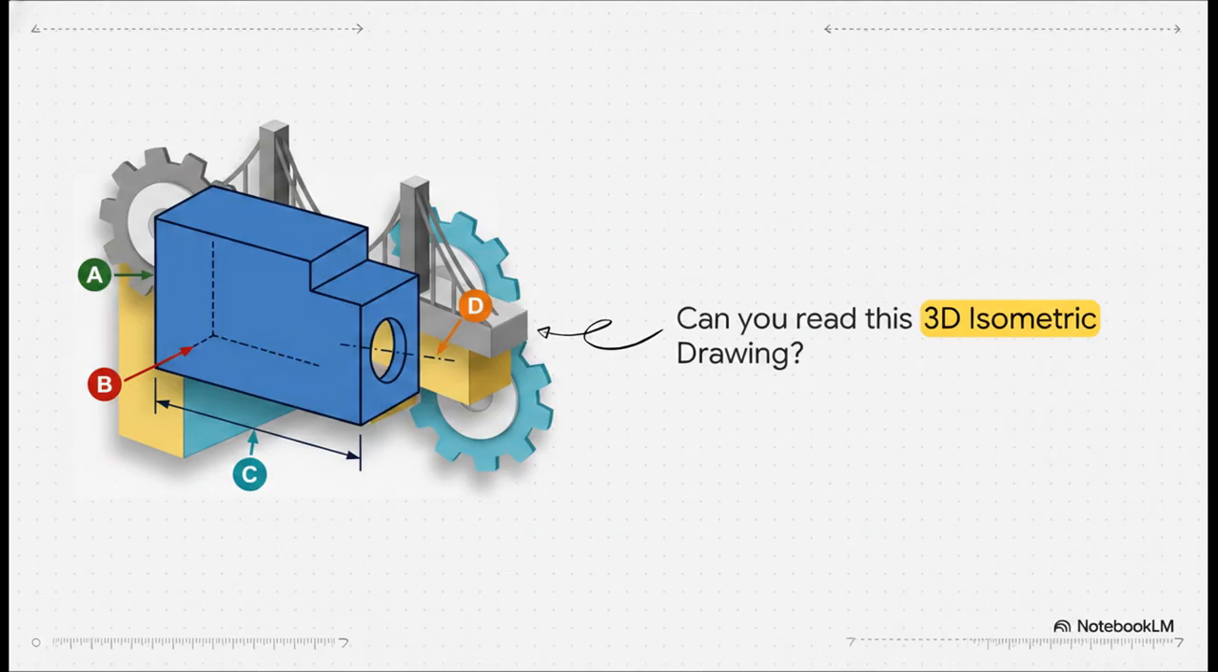All right, time for another quick pop quiz to test your visual translation skills. Take a look at this 3D isometric drawing. Can you spot the different elements we just talked about? Notice those dark, solid lines shaping the outside? Yep, those are your outlines.